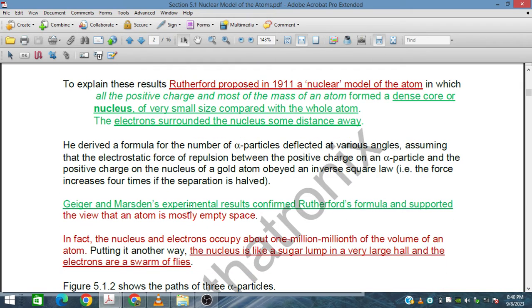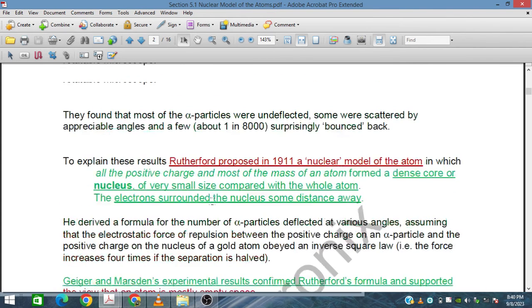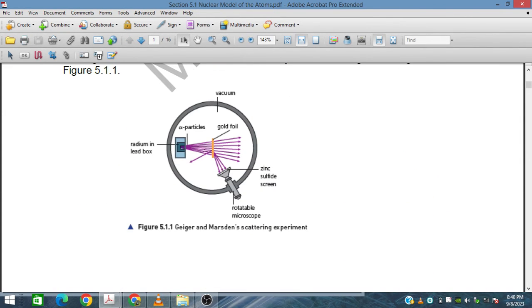Geiger and Marsden's experimental results confirmed the Rutherford model formula and supported the view that an atom is mostly empty space. If most particles pass through, it means there is no obstruction. The space between the nucleus and the orbiting electrons is so large that alpha particles pass through very easily, and only very few particles bounce back, and some are deflected.